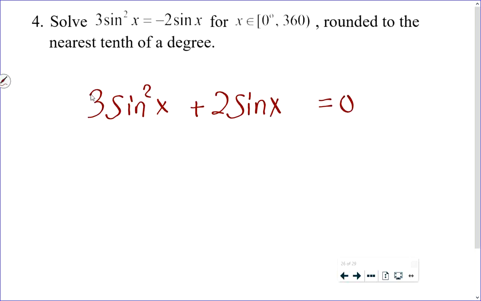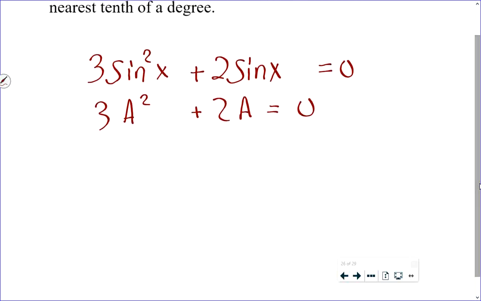So now I have to tell you, this crutch that we lean on to change everything to a, we have to work away from that. So could you solve this equation by saying 3a squared plus 2a equals 0? Yes. But you should be able to factor that original equation. There's a common factor of sine of x. Sine squared of x means sine of x squared.